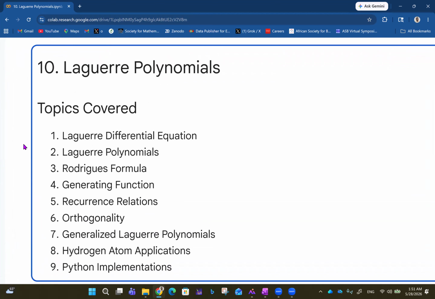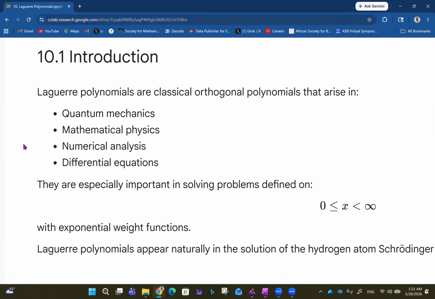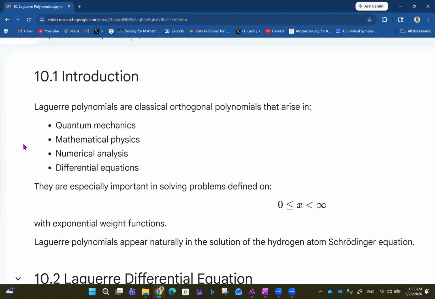Then we have the Rodrigues formula, which can help us derive Laguerre polynomials. We have the generating function also, and of course, recurrence relations. So we've seen this pattern of Rodrigues formula, generating function, and recurrence relations, generating these different polynomials, like we've seen Legendre, Laguerre, Hermite in the last video, and so on and so forth. Then we also have orthogonality, which is really important, and we have the generalized Laguerre polynomials and hydrogen atom applications and some Python implementations. So let's take the introduction.